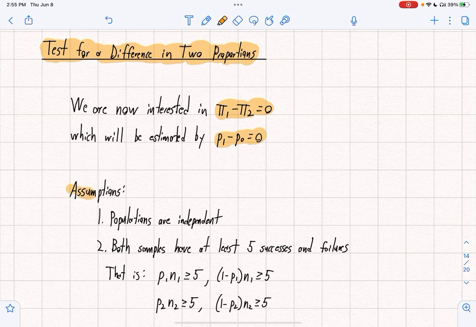So we need to talk about our assumptions. And as before, we're now looking at two independent populations, so we need to make sure that those two populations are actually independent and that both samples have at least 5 successes and 5 failures. And all we would need to do is take p1 times n1, and 1 minus p1 times n1. So this would be the number of successes and failures in the first sample. And then p2 times n2, that would be the number of successes in the second sample. Then 1 minus p2 times n2, which would be the number of failures in the second sample.